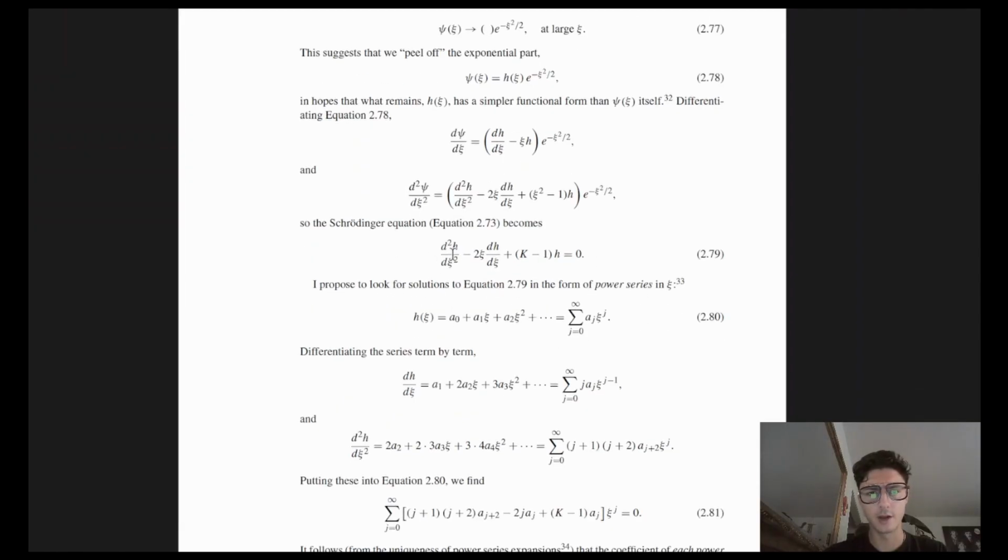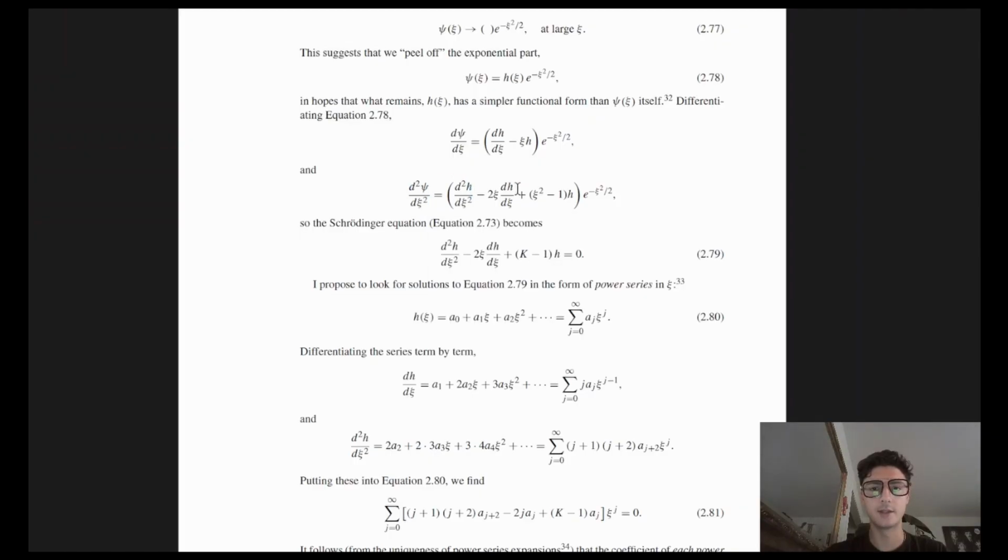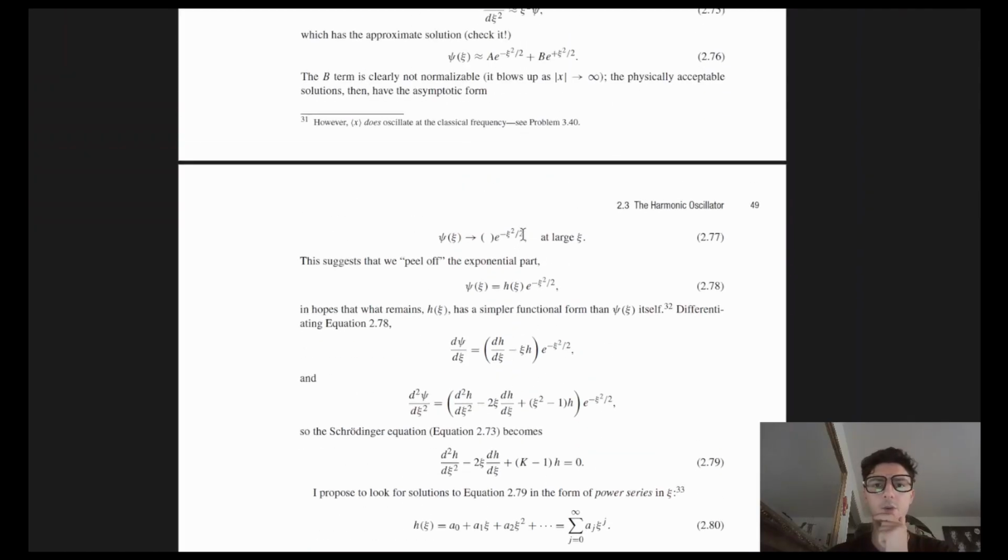It looks like this. So we have the second derivative with respect to h, right? Because what we had here, psi, now was replaced by this h thing and this other stuff here. So now we have a Schrodinger equation just with respect to h, and the h is what we're looking for. Boom, second order derivative, first order derivative, which comes from here. This k minus 1 h is here as well, and this equals 0.